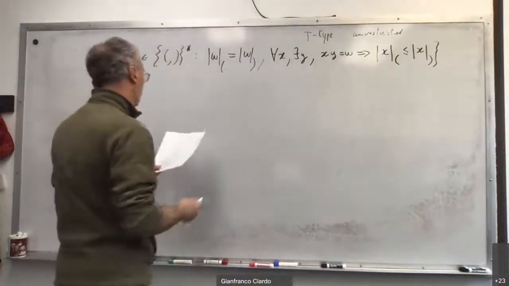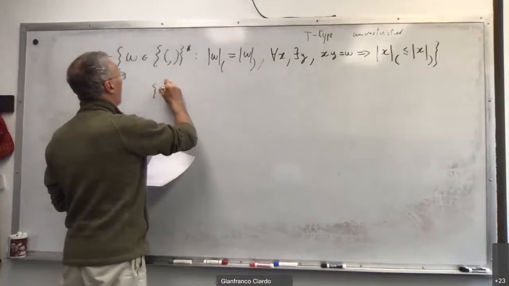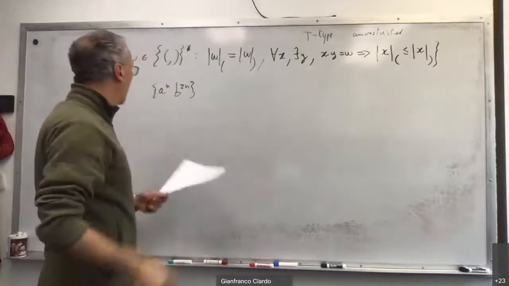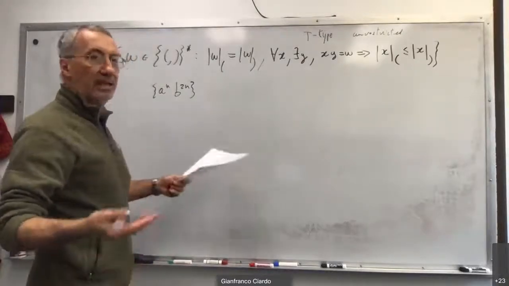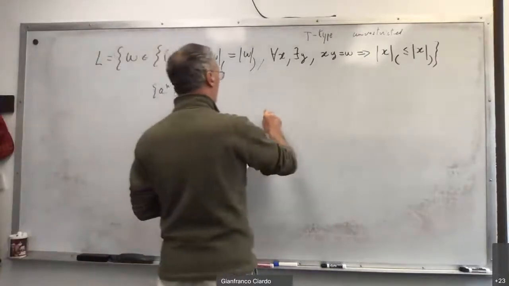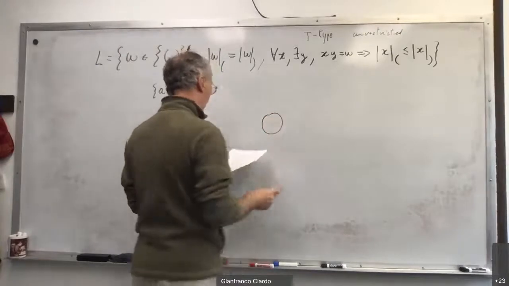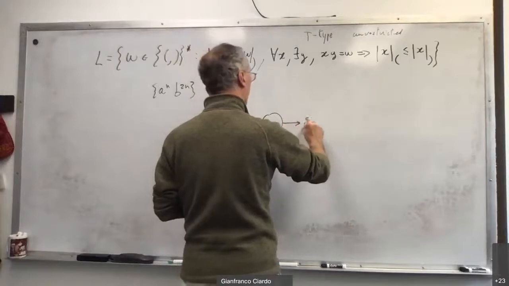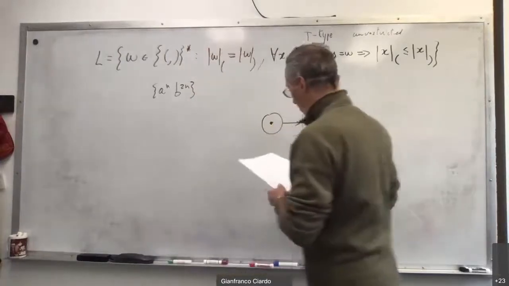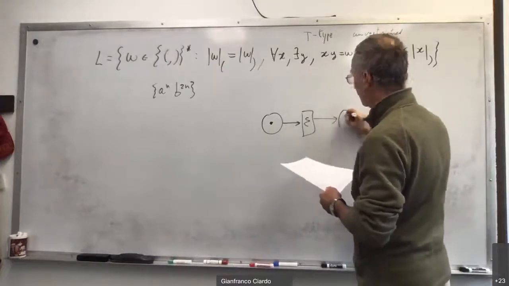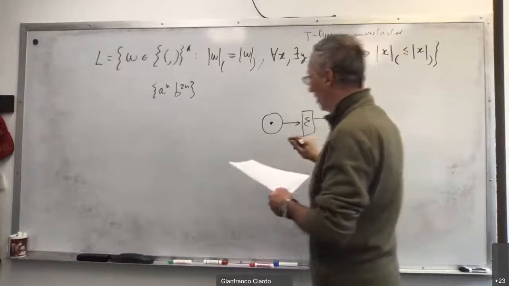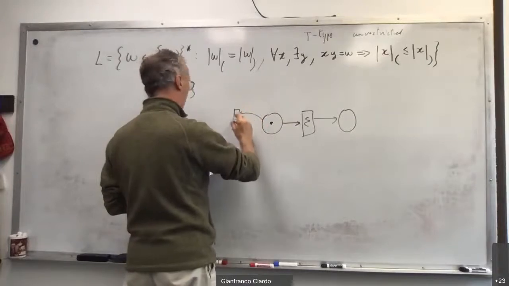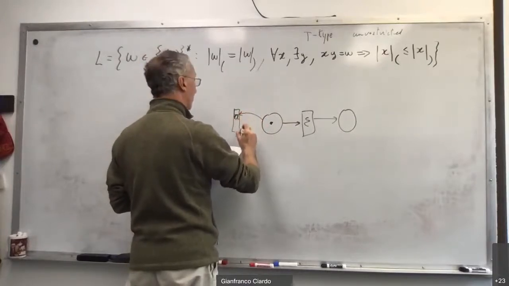Okay, let's do another one. A to the n, b to the 2n. Again, n a natural number, of course. Well, this again is a context-free language. Let's use a T type again. So I start here. I generate just an epsilon. When I want to stop, so this is similar to what we did before. So this is an A.